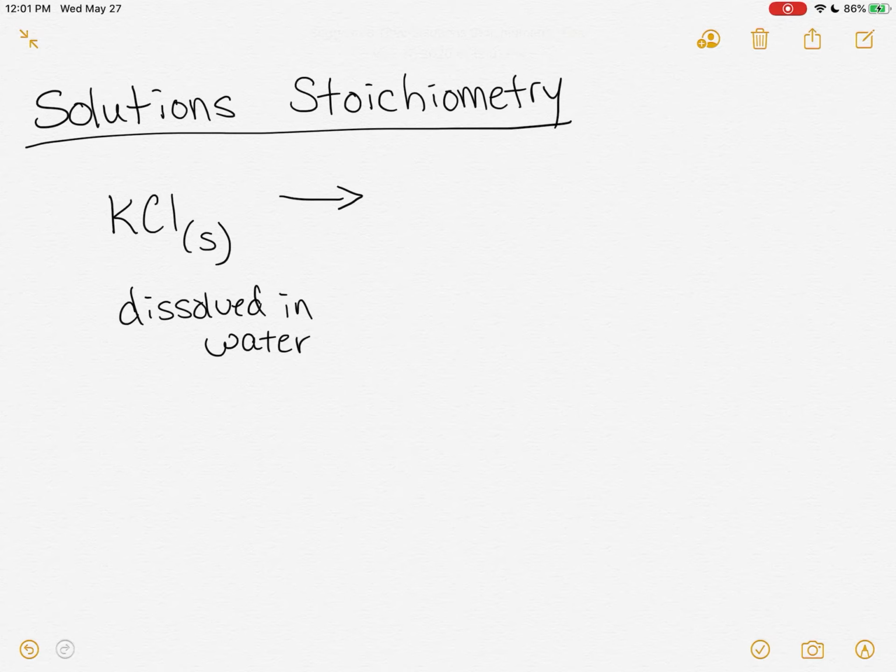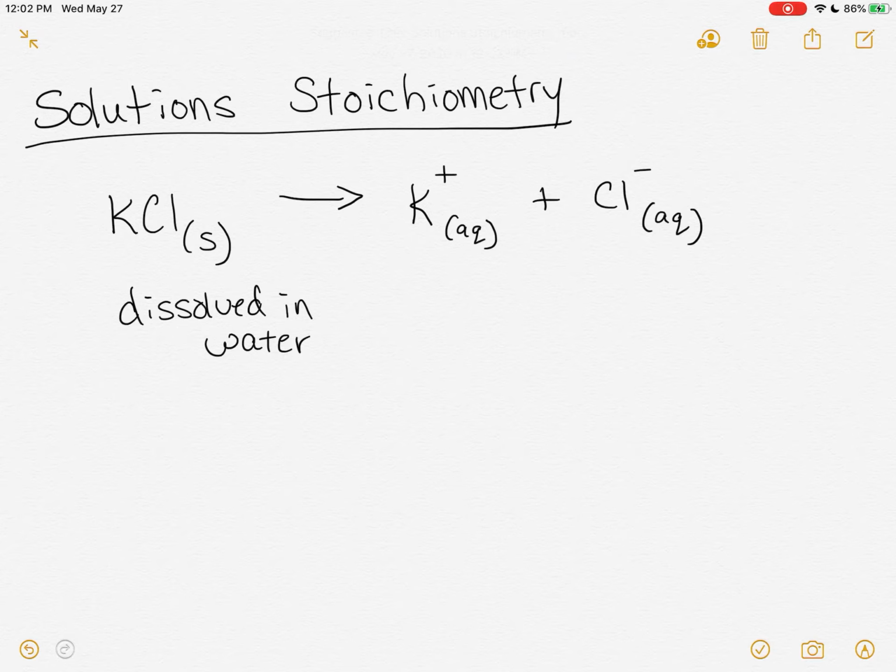So we know that potassium chloride solid is soluble in water, and the reason we know that is because we would check it on our solubility table. We already learned how to read that. When potassium chloride dissolves in water, it's going to break apart and form potassium ions that are aqueous, dissolved in the water, and chloride ions that are aqueous, dissolved in the water.